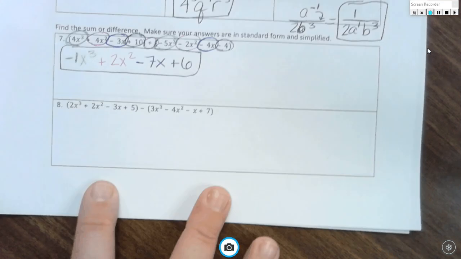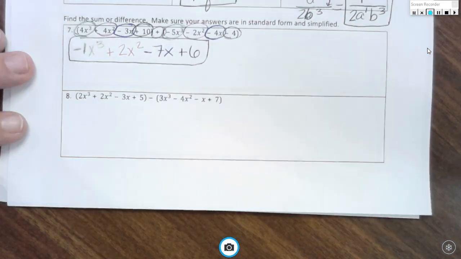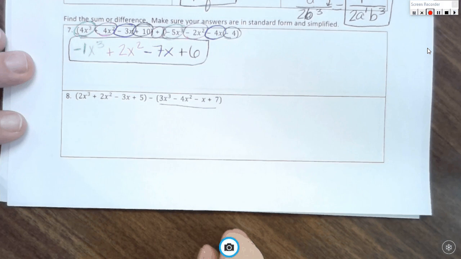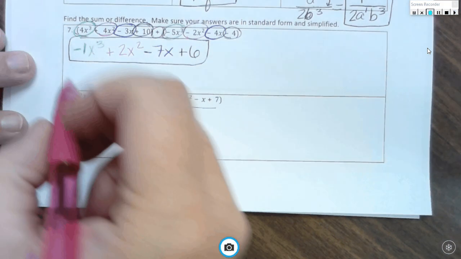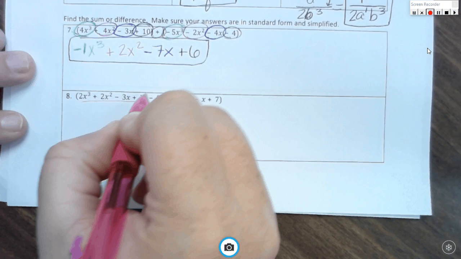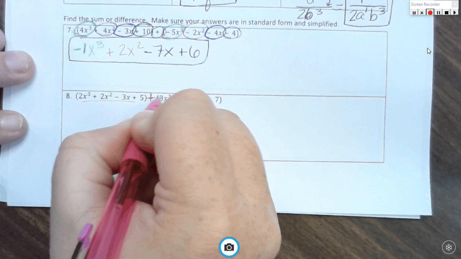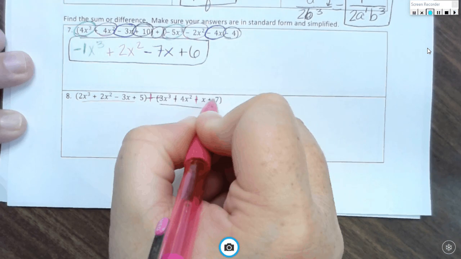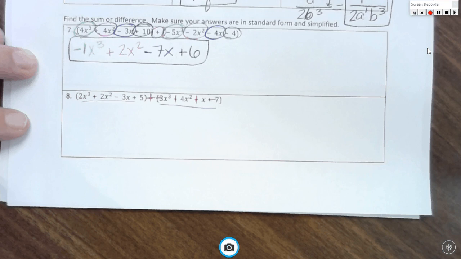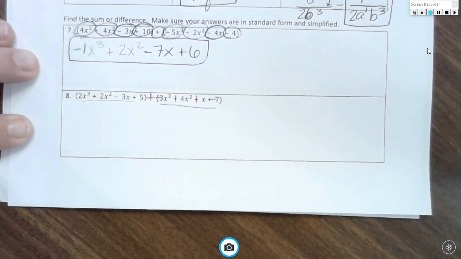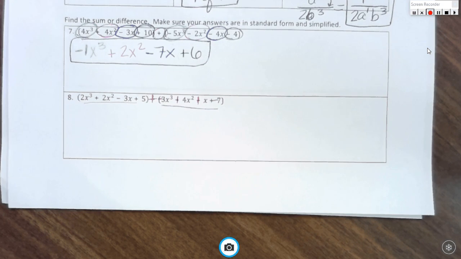Number 8 is a subtraction, so it's a little bit harder than the addition because I'm subtracting everything in the second set of parentheses, okay? So I need to change some signs around. What I'm going to do is a same, change, and I'm going to change every single sign in the second set of parentheses, okay? So now it becomes an addition problem just like the one before it. So let's start gathering our like terms together.